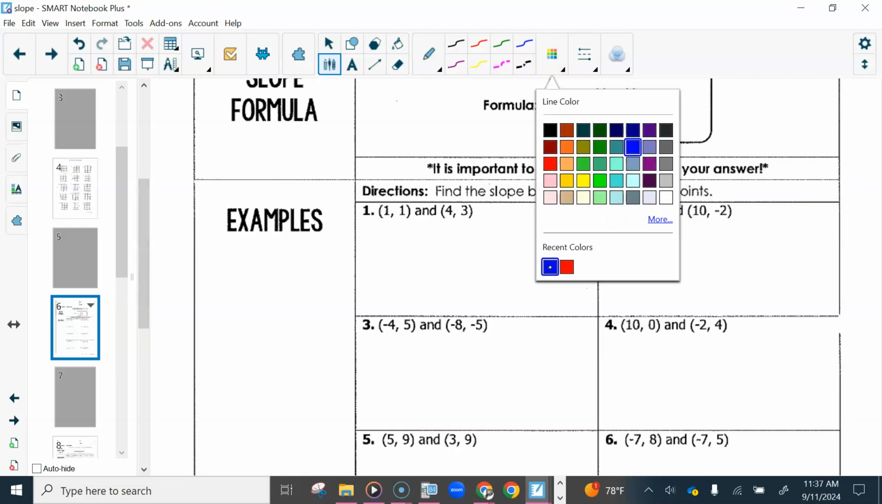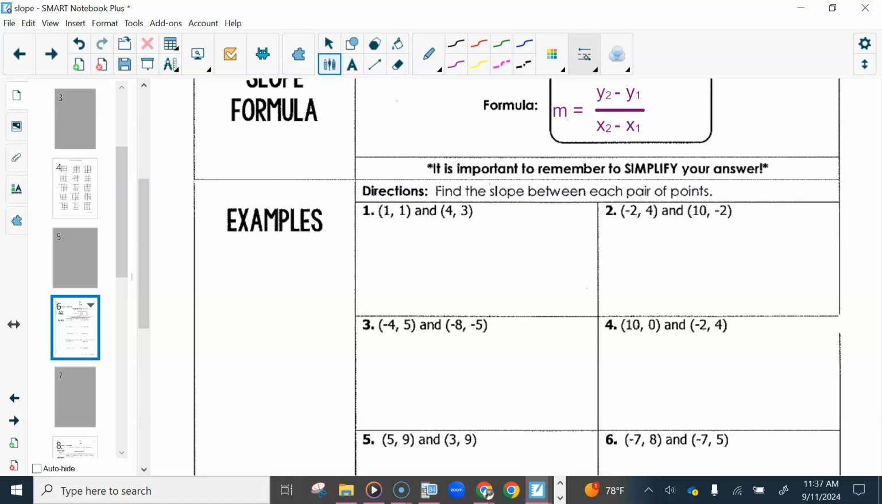So I'm a visual person, so I'm going to label these. The first one I'm going to label x1, y1. The second one I'm going to label x2, y2. And then we're going to put each of these numbers into this formula.